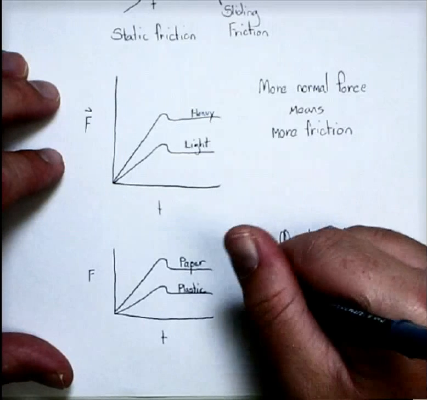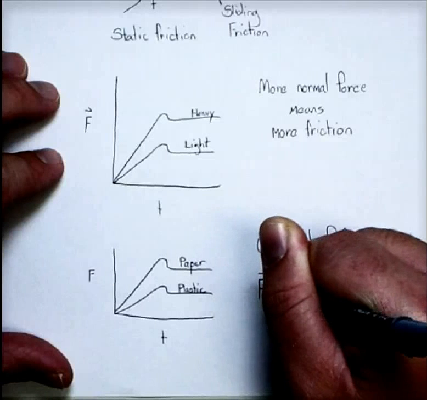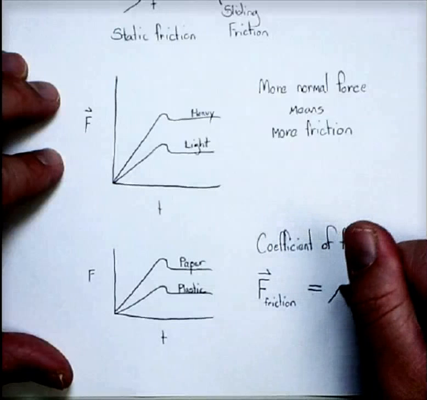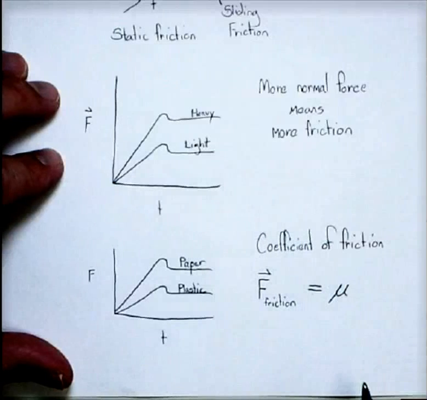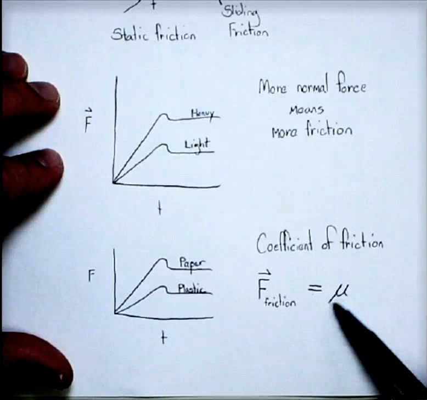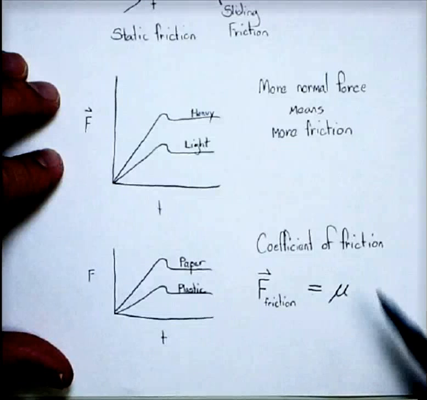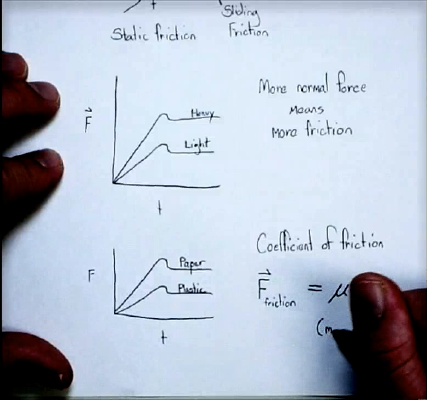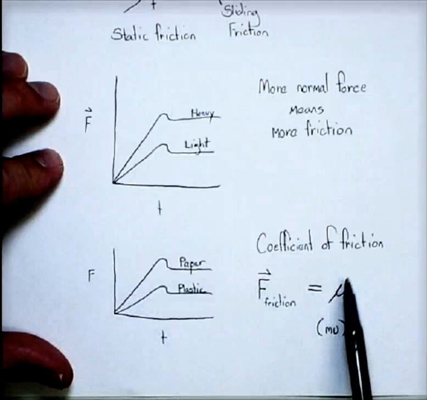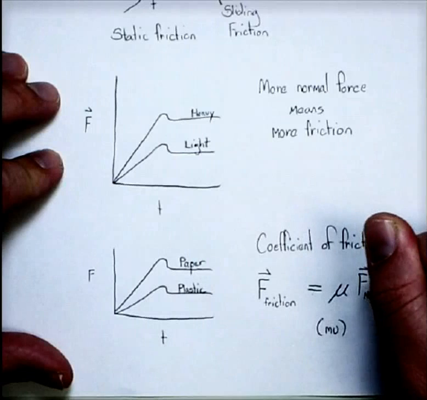And so our equation, when it all boils down to it, is that our force of friction is equal to the coefficient of friction, for which we use the symbol we call mu. It kind of looks like a U with a tail on it. You can also think of it as being an M. However you need to think of it, it's just a Greek letter called mu. So the force of friction is equal to the coefficient of friction, mu, times the normal force.